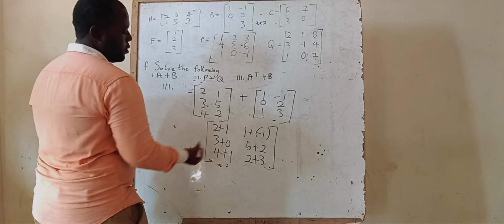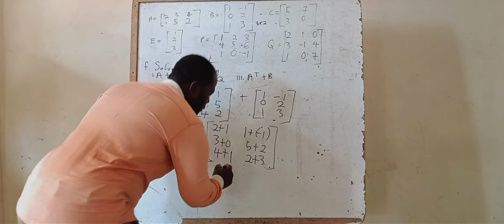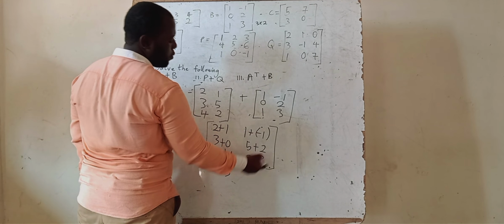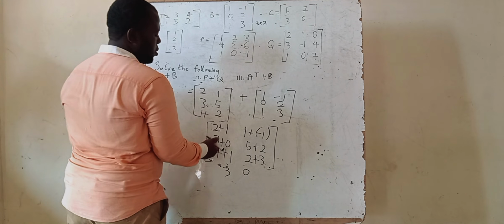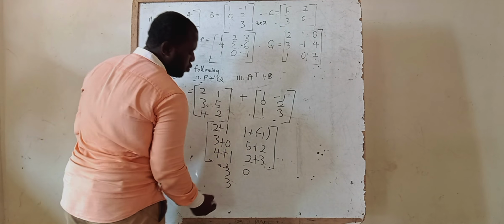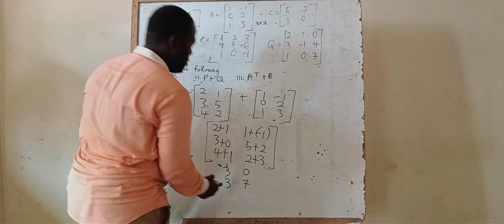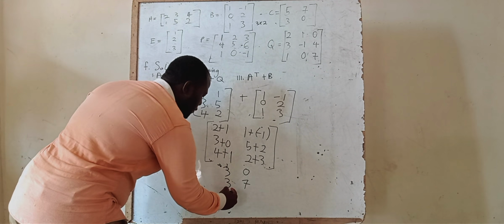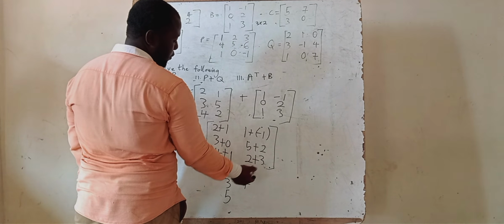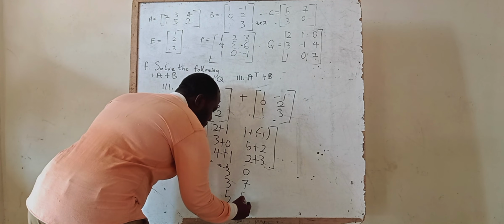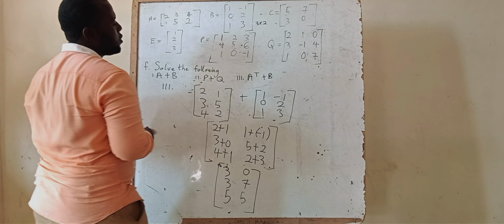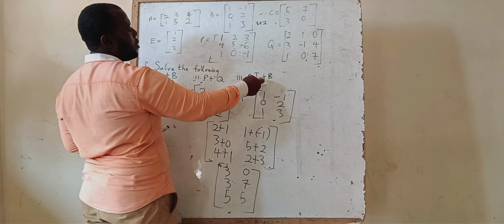Now let's simplify it. 2 plus 1 will be 3. 1 minus 1 will be 0. 3 plus 0 will be 3. 5 plus 2 will be 7. 4 plus 1 will be 5. 3 plus 2 plus 3 will be 5. Hence, this is the result for A transpose plus B.